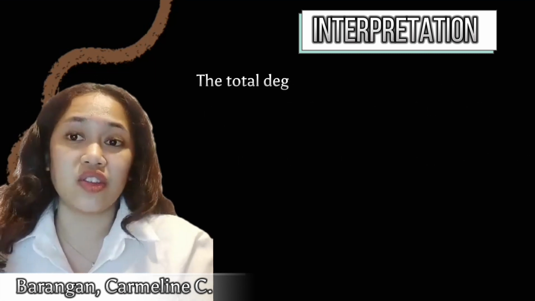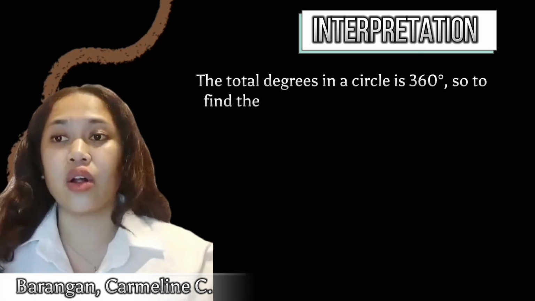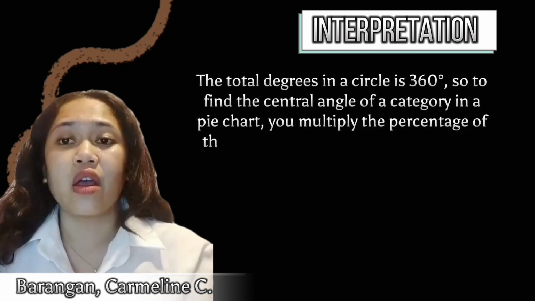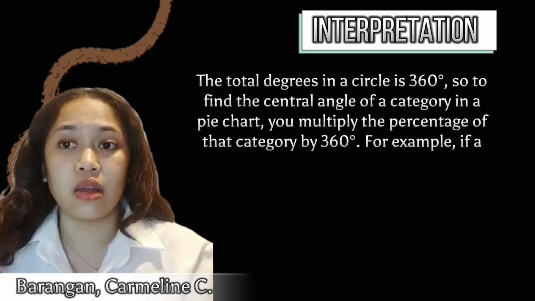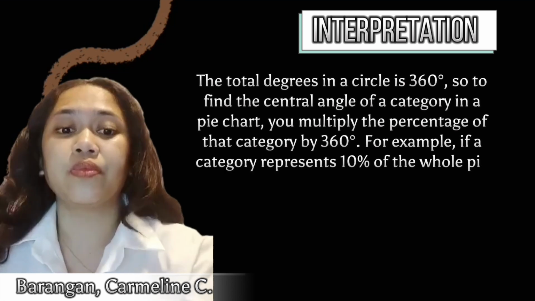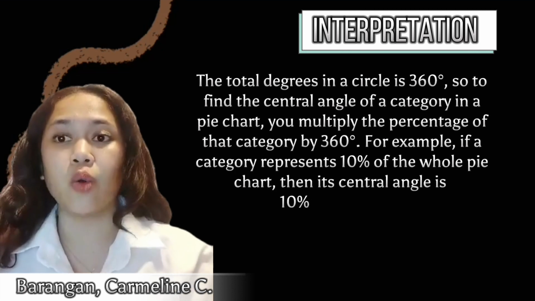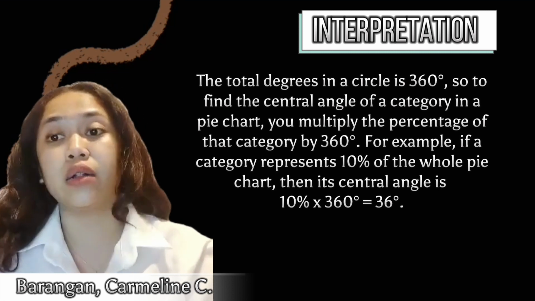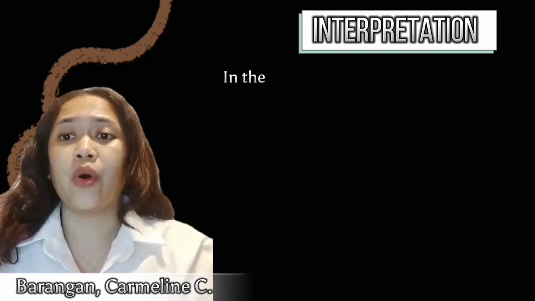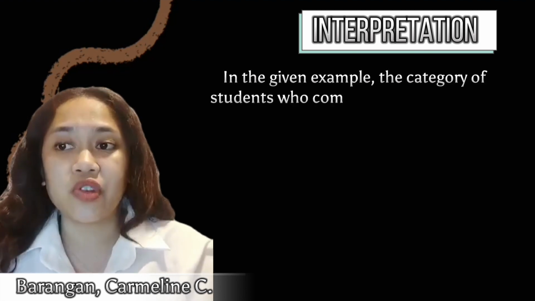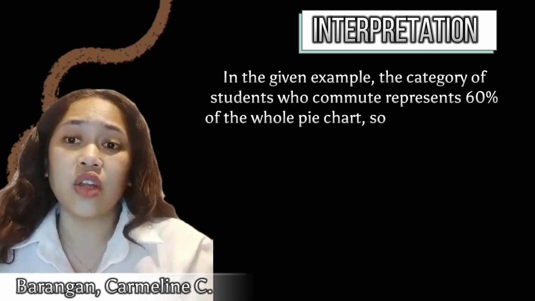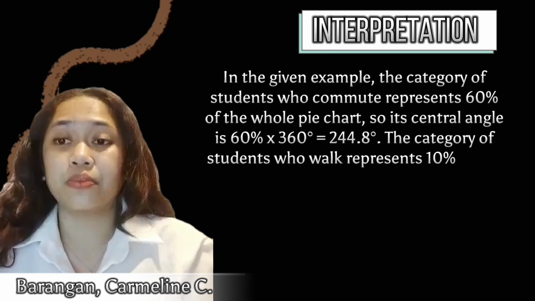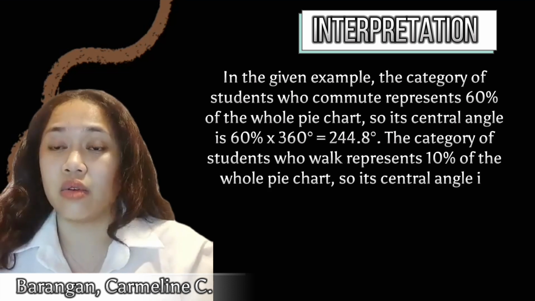The total degrees in a circle is 360, so to find the central angle of each category in the pie chart, given the percentage of each category, we use the 360 degrees. For example, if a category represents 10% of the whole pie chart, then its central angle is 10% times 360 equals 36 degrees. In the given example, the category of students who commute represents 68% of the whole pie chart, so its central angle is 68% times 360 equals 244.8 degrees.